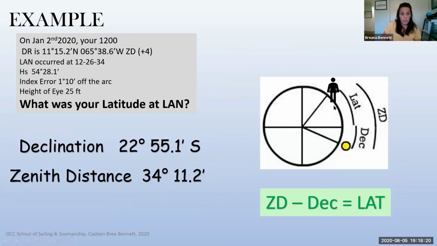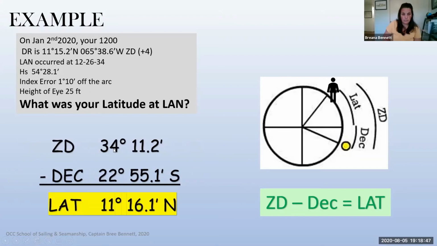We have a latitude in the northern hemisphere. So if our equator is here, our latitude is to the north. My declination was to the south, so I know the sun is south of the equator. And my zenith distance is from me to the sun. So I'm going to have zenith distance minus my declination gives me my latitude. So I've drawn out the picture, so I have the little formula, and I did zenith distance minus declination gives me 11 degrees, 16.1. Pretty ballpark to where my DR is.